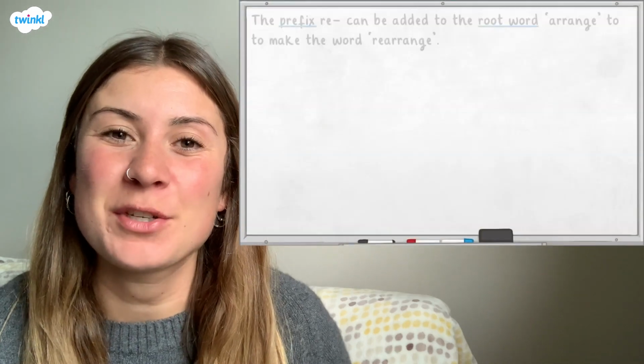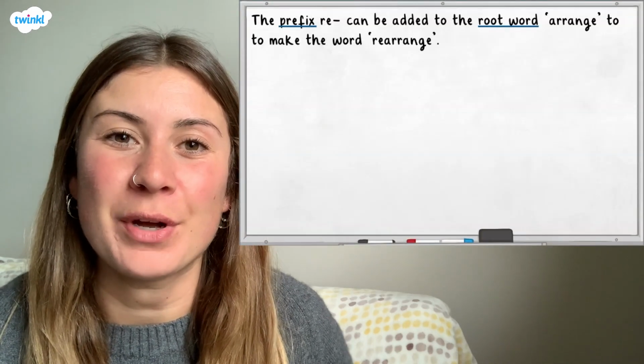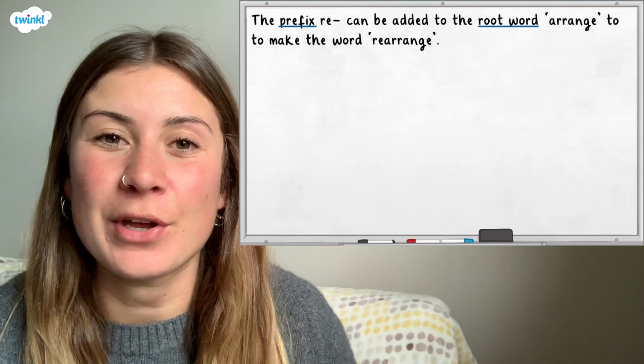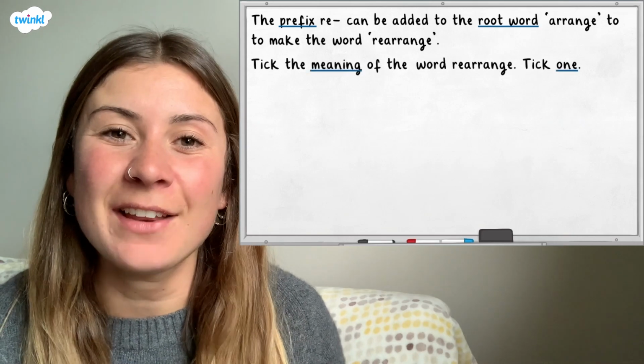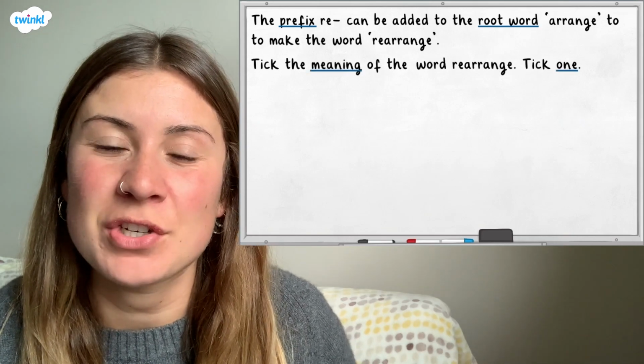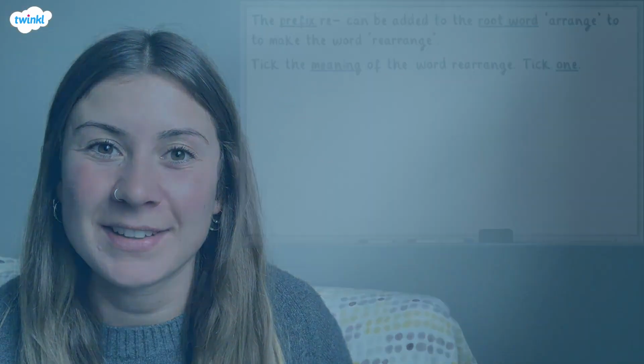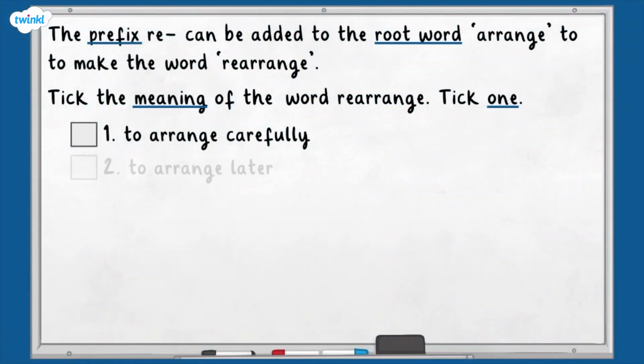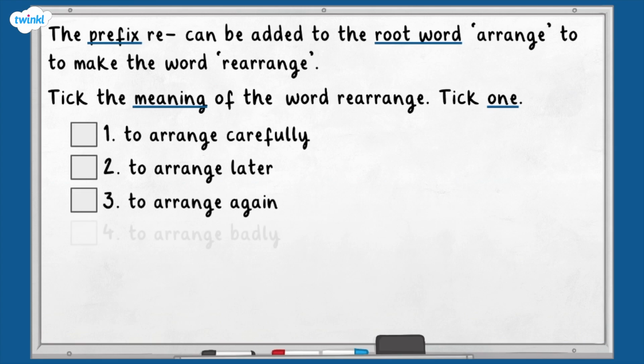Let's take a look at the first question. The prefix re can be added to the root word arrange to make the word rearrange. Tick the meaning of the word rearrange and you can only tick one. 1. To arrange carefully. 2. To arrange later. 3. To arrange again.